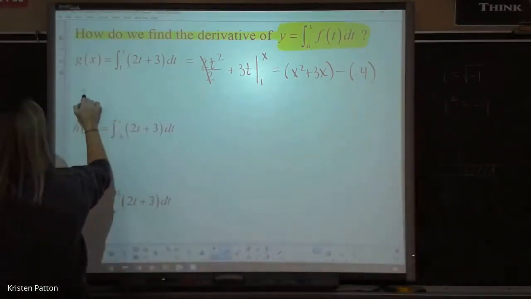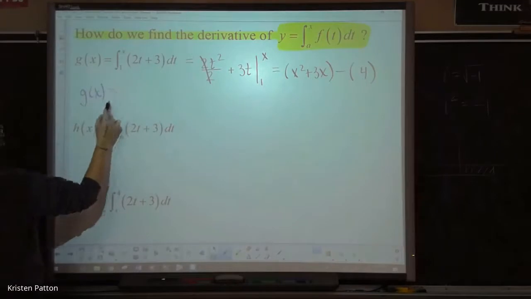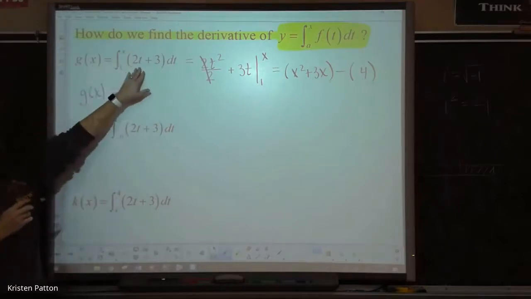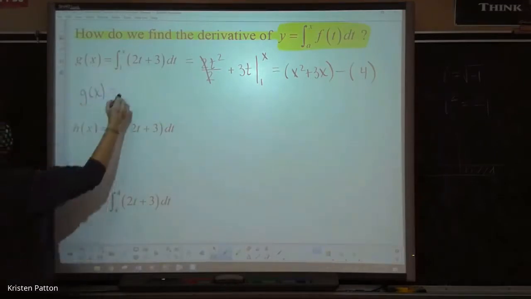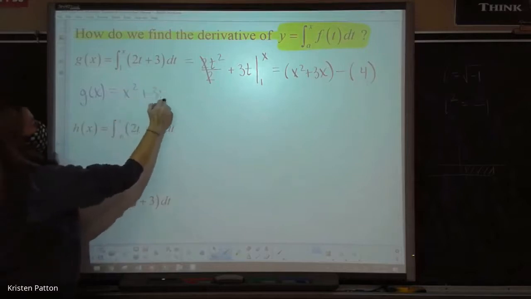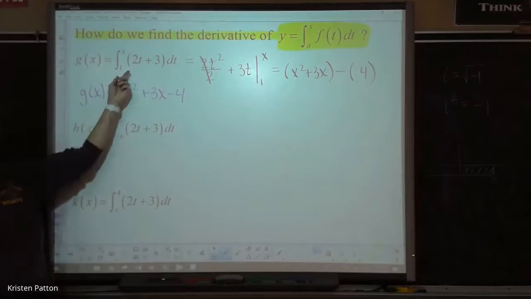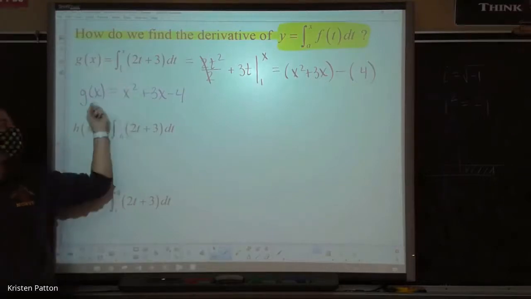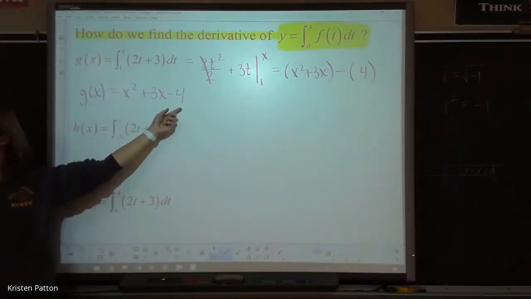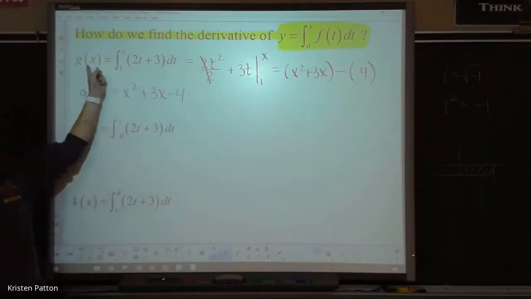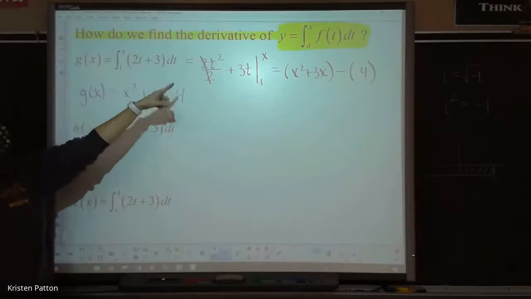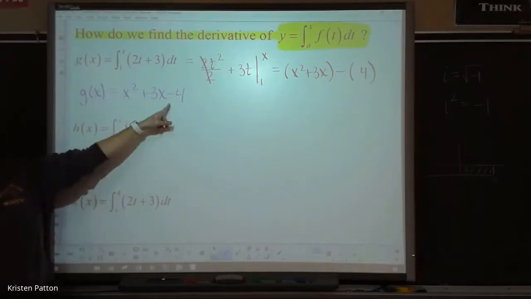So here's what we just said. We've just said g of x is this, which is what they gave us, but it's really x squared plus 3x minus 4. That was a really, really fancy way to write the equation of a quadratic, wasn't it? But it's what it is, right? So they gave us this function. We cleaned it up and realized this is a lot easier than we first thought.